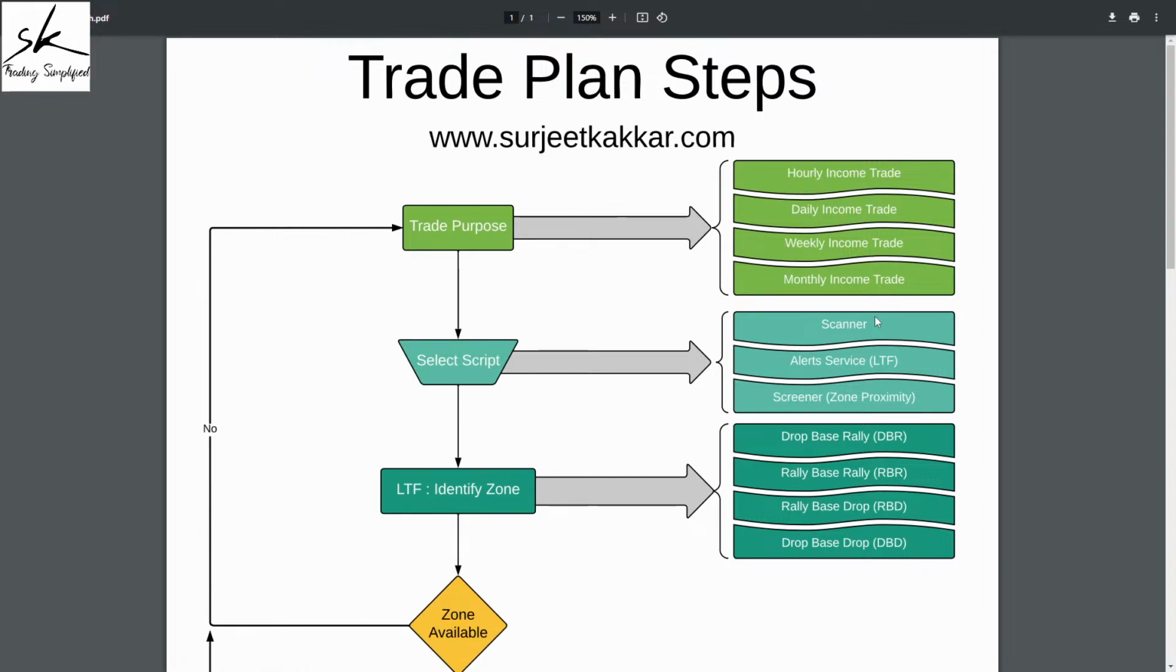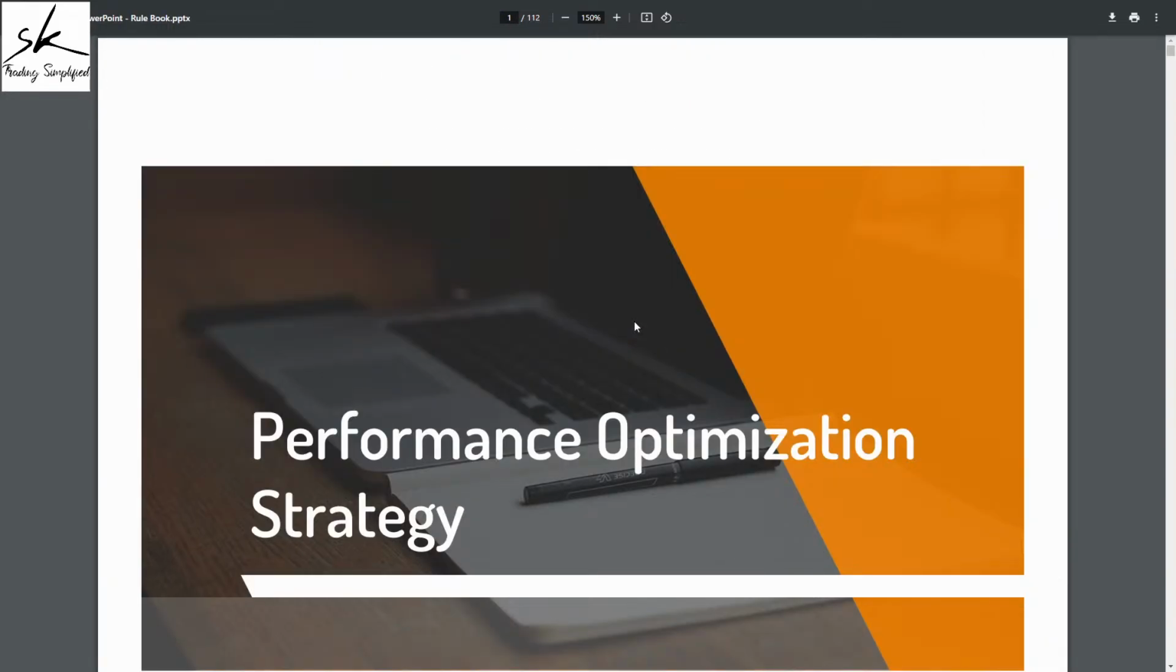So a trade plan is basically a collection of two documents. The first one is called the trade plan steps. You can also call it the walkthrough or the flow chart, which guides us on what we need to do step by step as a demand and supply trader. And all these steps have their own elaborate rules, which are available in the rule book.